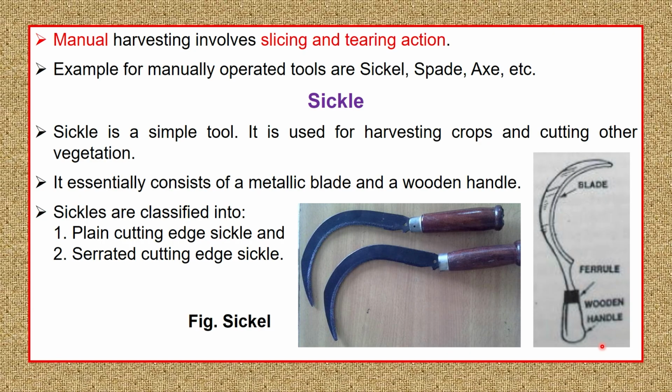As I was saying, the sickle may be of two types based upon the cutting edge. It may be a plain cutting edge type of sickle, or it may be a serrated cutting edge type of sickle. The serrated edge involves the tearing action, whereas the plain cutting edge involves slicing action.